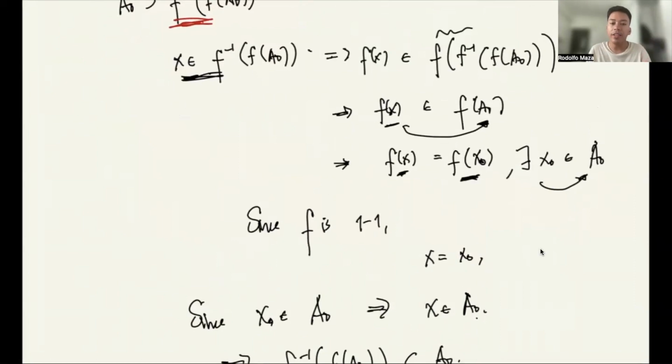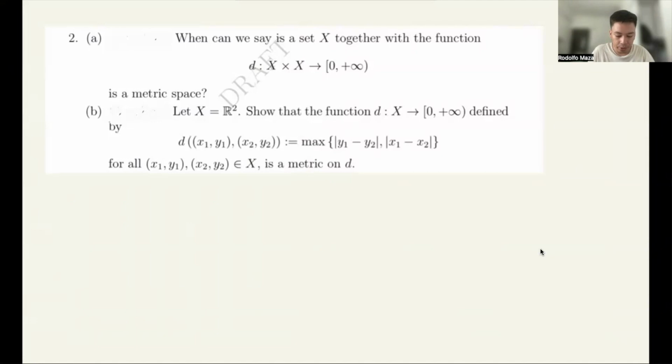So if you have any questions or clarification, please let me know. So how about for number 2? Okay, for number 2, when can we say that X together with a function, this one is a metric space? How do we define that?